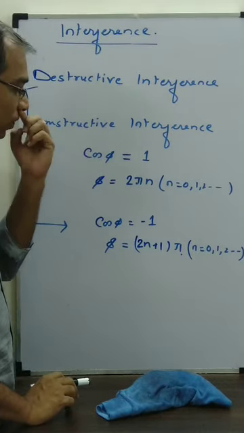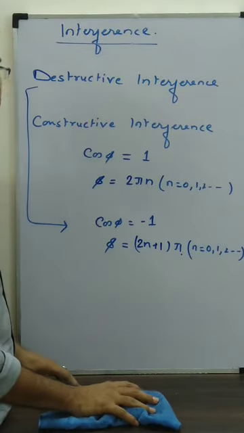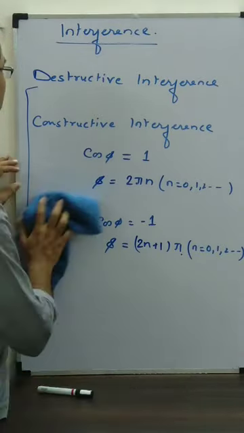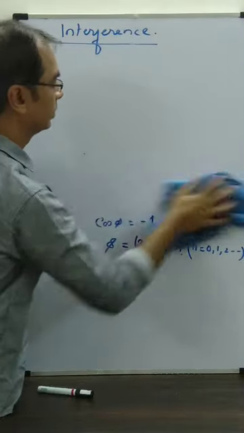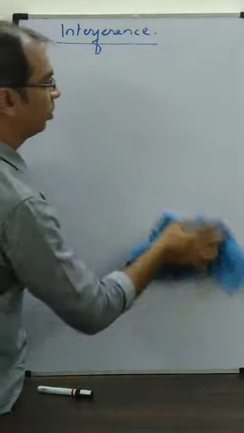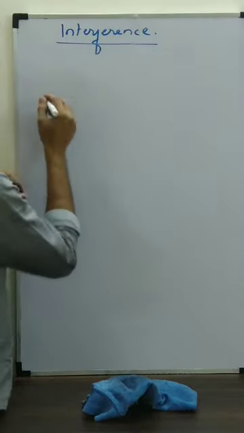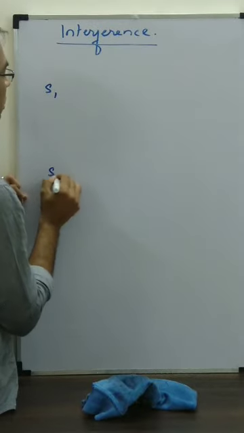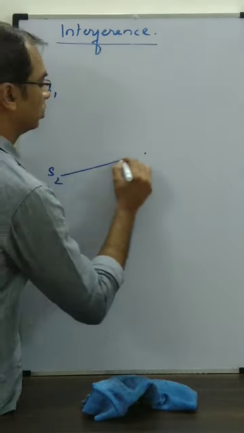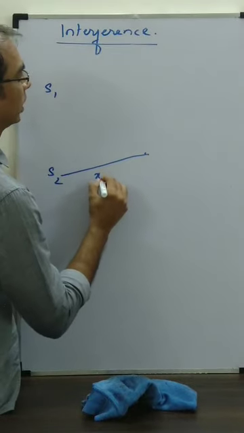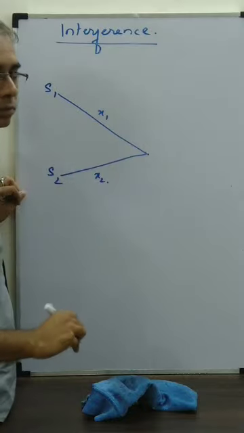But when we talk about wave optics, in wave optics this phi is mainly dependent on path difference. Let's see what the path difference is. It's mainly a function of path difference. That means if this is source S1 here, this is source S2, and suppose the point is here, from S2 the wave is going, let's say it's traveling x2, and from S1 it's traveling x1.